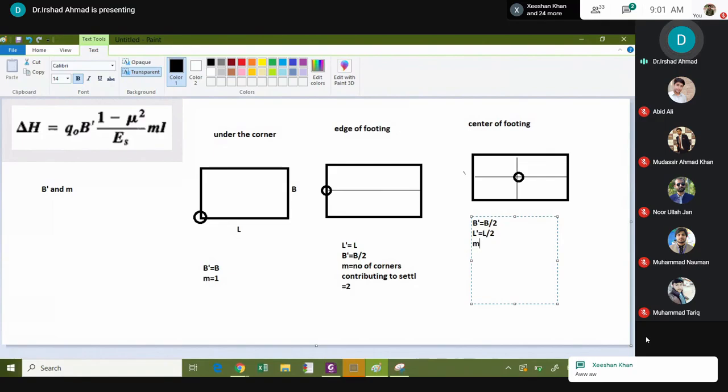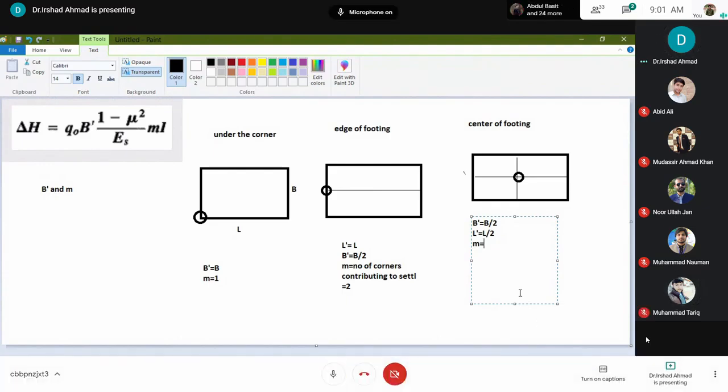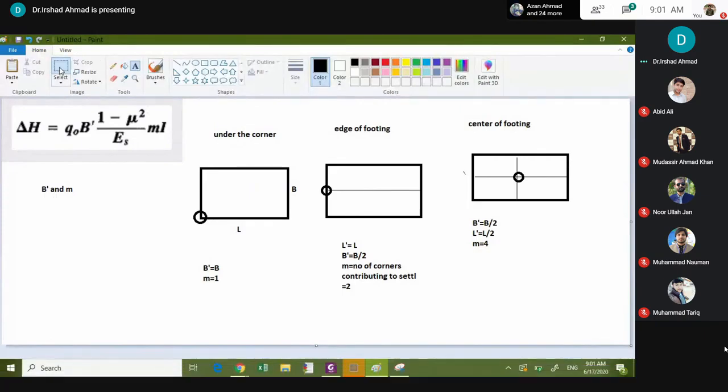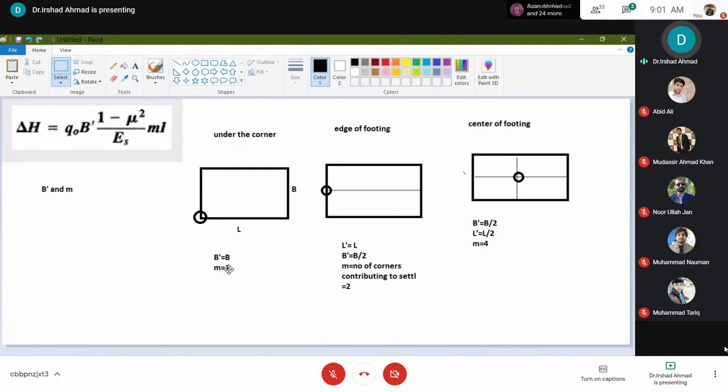And what would be the value of M? How many corners are contributing to the settlement? Yes, 4. So these are different. I think I should save this and put it in the notes, because this is given but not diagrammatically shown, right?